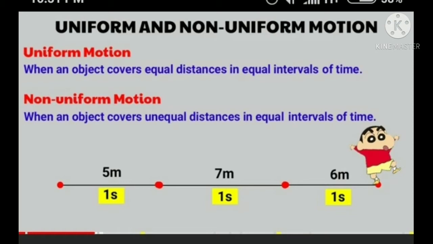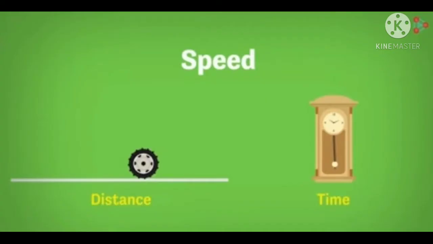Whenever a body covers unequal distances in equal intervals of time, we say the object is in non-uniform motion. Different objects may take different amounts of time to cover a given distance. Some of them move fast and some move slowly. So the rate at which objects move can be different. Rate means the distance traveled by an object in a particular time. That may be different for different objects.